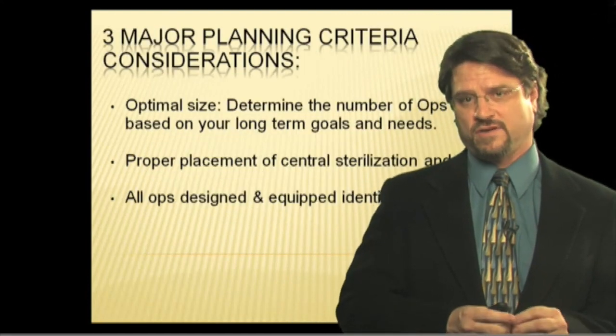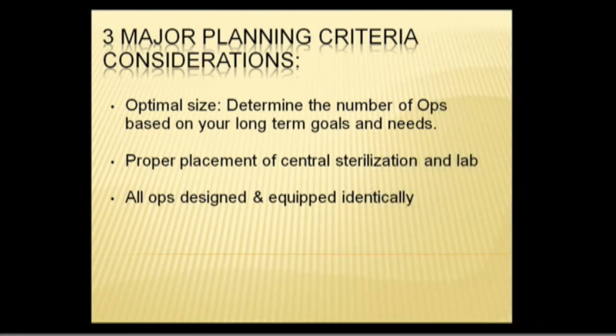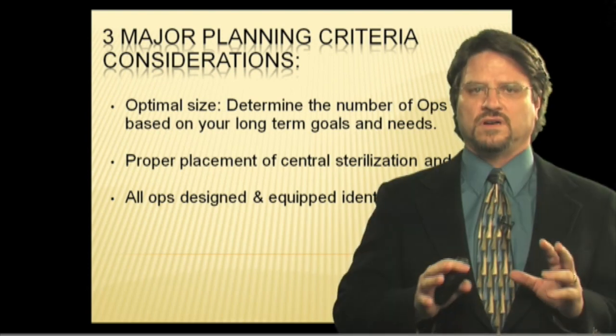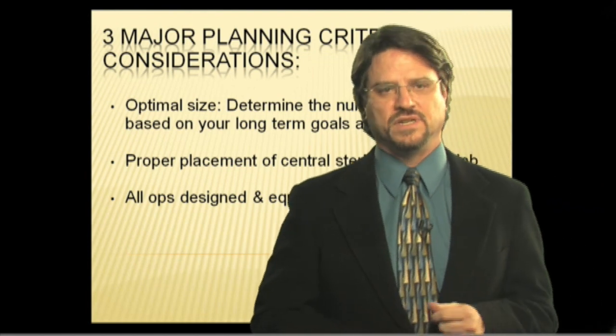3 major planning criteria considerations would be: first, determine the optimal size for the office based on the items that were covered previously. Next, ensure proper placement of central sterilization and lab. And lastly, make sure all ops are designed and equipped identically. And I'll discuss the reason for this in more detail later.